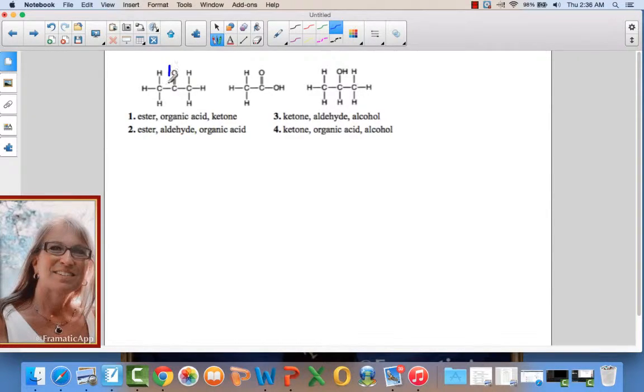So I have a double bonded oxygen on an interior carbon. This is a ketone. I'm going to show you this in Table R in a minute. Here I have a COOH ending. This is an organic acid. And I have an OH group on this one, so that is an alcohol.